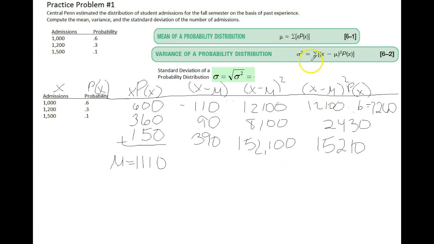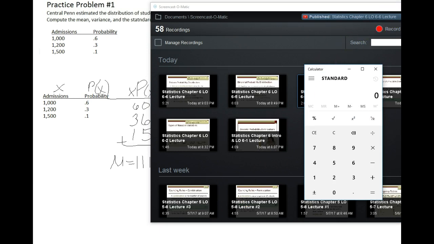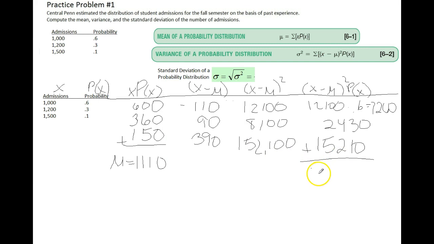Our last step here, in order to find the variance, is we have to sum it. We have to add it all up. Let's grab our calculator again. So 7,260 plus 2,430 plus 15,210 gives us 24,900. And that is our variance.